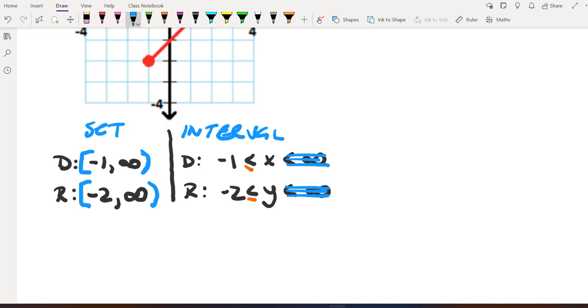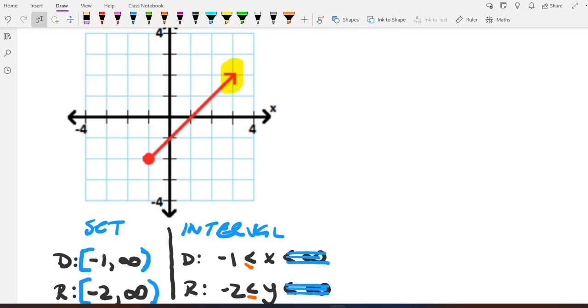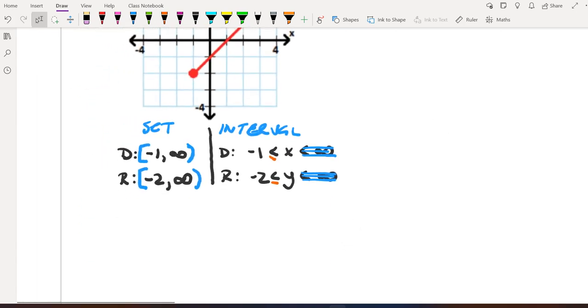Because this is saying y can be bigger or equal to -2, right? Bigger is this way. You don't need to have an upper bound to stop it. So that infinity part is not necessary. Okay, is that okay? All right.